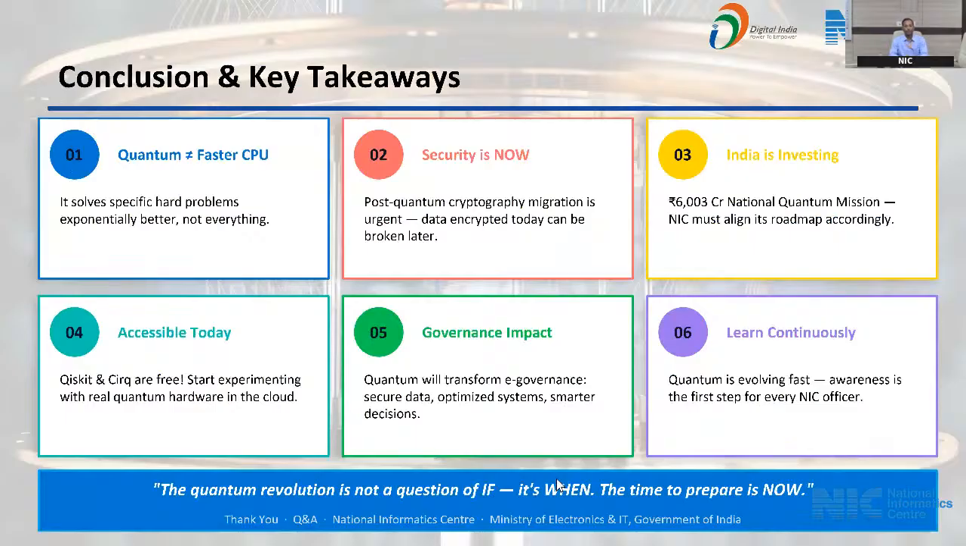At the end of this slide, I would like to reiterate that quantum does not mean a faster CPU. It solves specific hard problems exponentially better, and not everything. Security is now. Post-quantum cryptography migration is urgent. Data encrypted today can be broken later. India is investing. As already told, 6,003 crore has been allocated to the National Quantum Mission. NIC must align its roadmap accordingly. And recently, the Ministry of Electronics and IT has funded C-DAC to set up 5-qubit quantum computers.